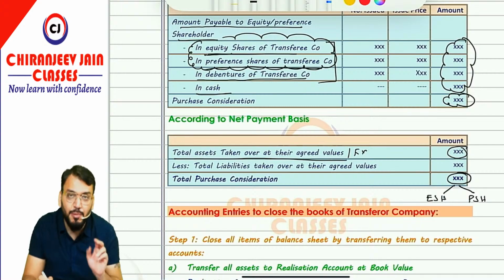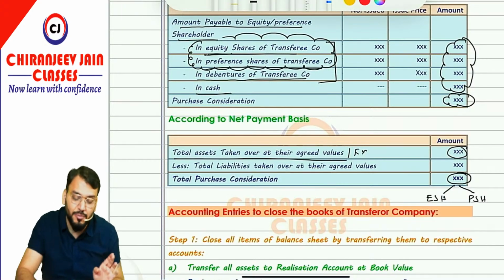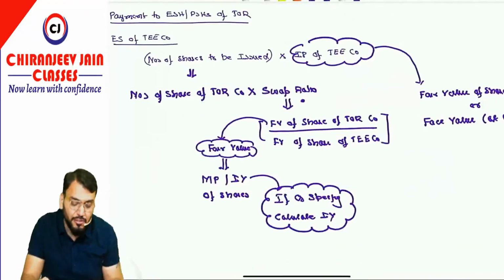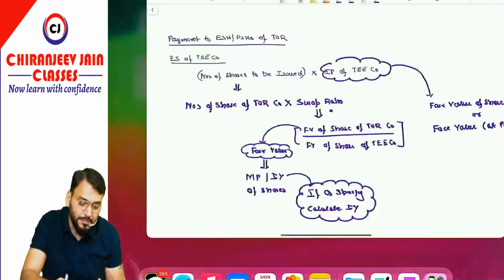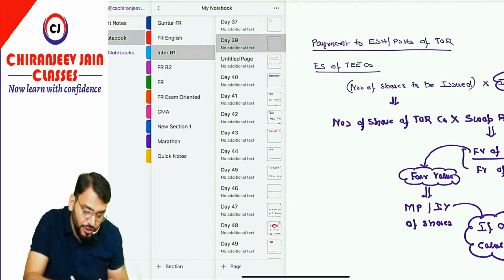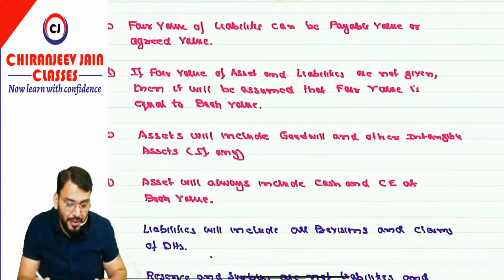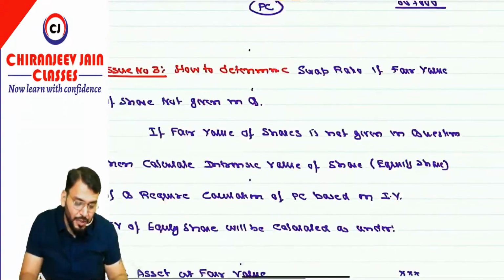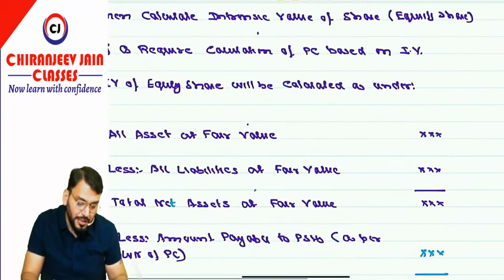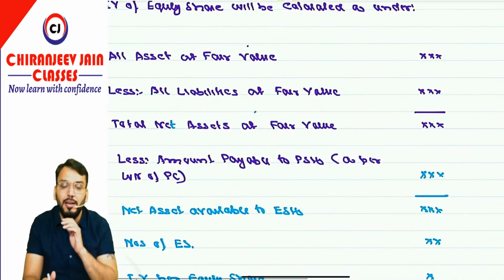Now I need to explain how to calculate intrinsic value. So how is intrinsic value calculated, that I need to explain. Understood this point? If I explain how to calculate intrinsic value, then you will be able to understand. Correct. So intrinsic value will be calculated by using this formula.